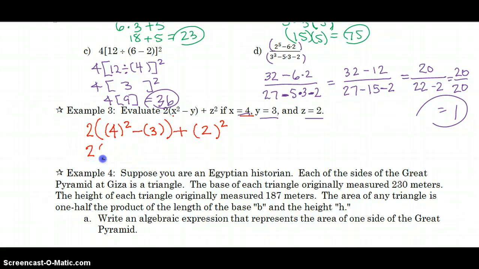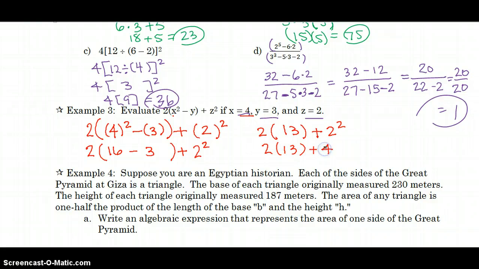Where do I start first? Inside my parentheses. So I have 4 being squared inside my parentheses, so exponents come first within the parentheses, plus 2, which is also being squared. Then I end up with 2 times 13 plus 2 squared. So now I need to take care of the 2 squared, which is 4, and 2 times 13 is 26 plus 4 equals 30.